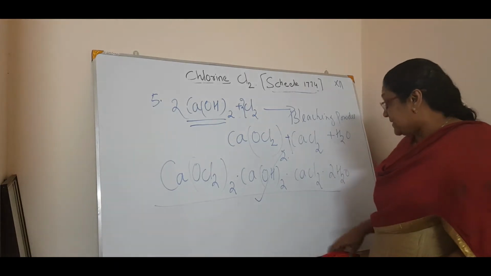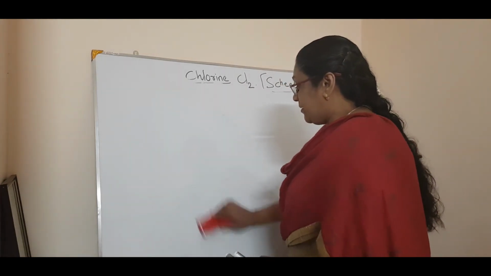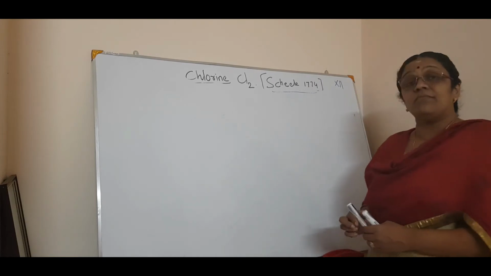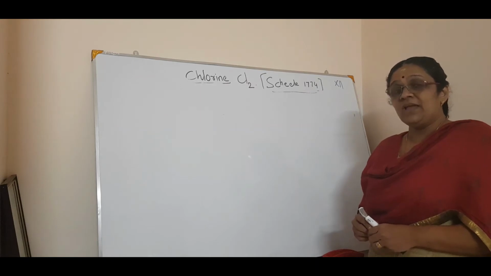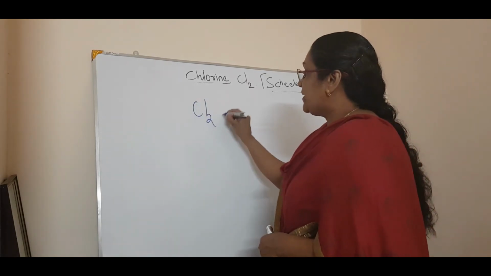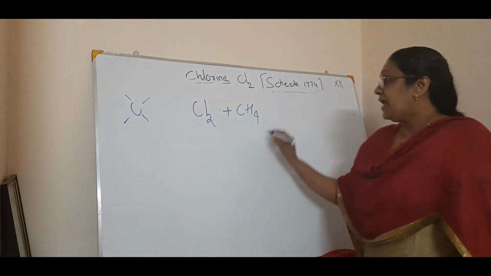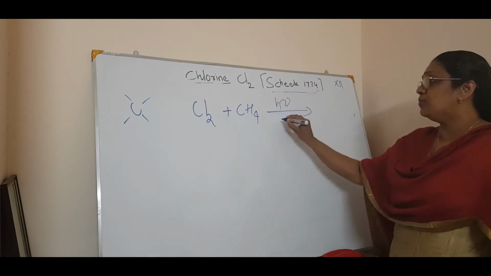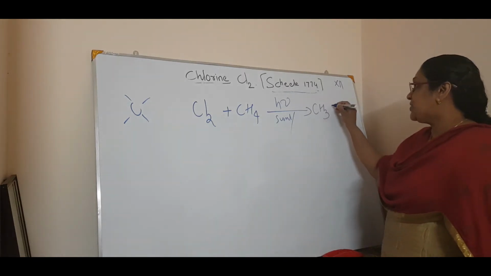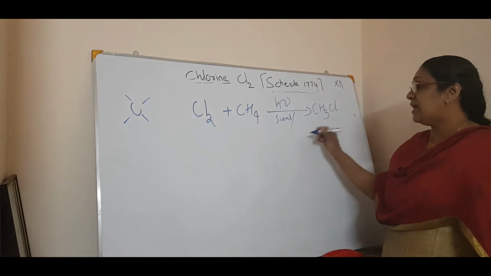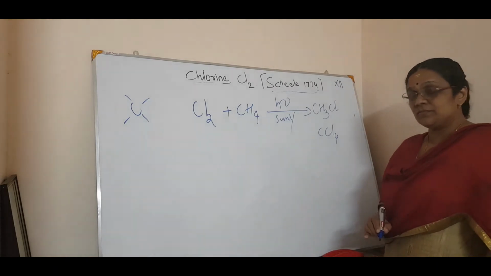Correct. Then the next reaction is when chlorine is made to react with a saturated compound. Chlorine on reaction with a saturated compound, for example methane. Methane is a saturated compound. In the presence of sunlight or UV, what will happen? A substitution reaction takes place, isn't it? CH3Cl, and it goes on continuing to form CCl4. You know that, right?